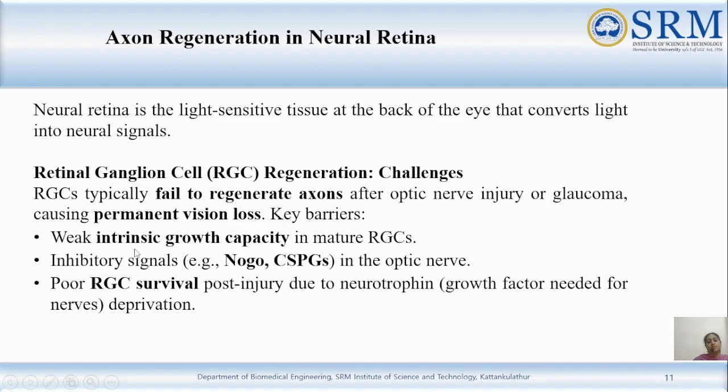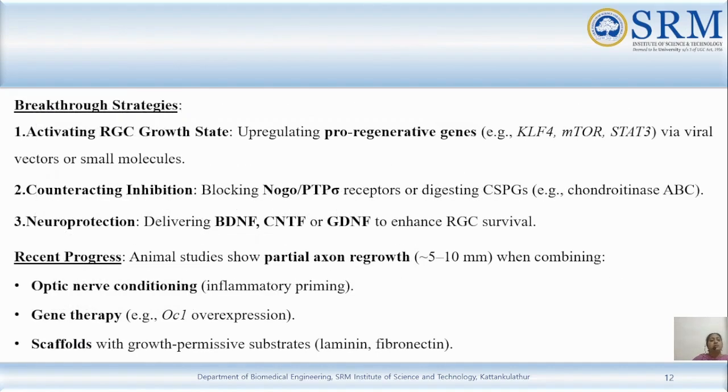So, we have weak intrinsic growth capacity in mature RGCs, inhibitory signals like NOGO and CSPGs in the optic nerve, and also poor RGC survival post injury due to neurotrophin deprivation. So, growth factors needed for the nerves are deprived after an injury. So, these are the reasons why the axonal regeneration in the neural retina is restricted. So, what are the strategies that we can use to overcome these difficulties?